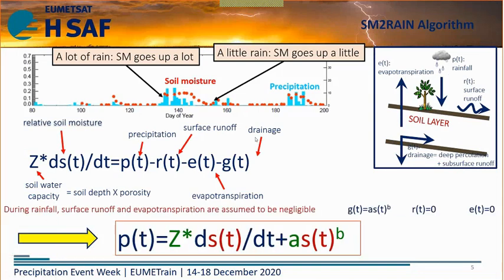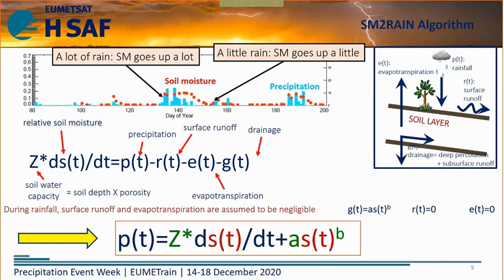During rainfall, surface runoff and evapotranspiration are assumed to be negligible, so we can estimate rainfall by using this very simple equation. It is based on the knowledge of the soil moisture and its variation in time between two different observations. Z star, A and B are three parameters that should be estimated through calibration.